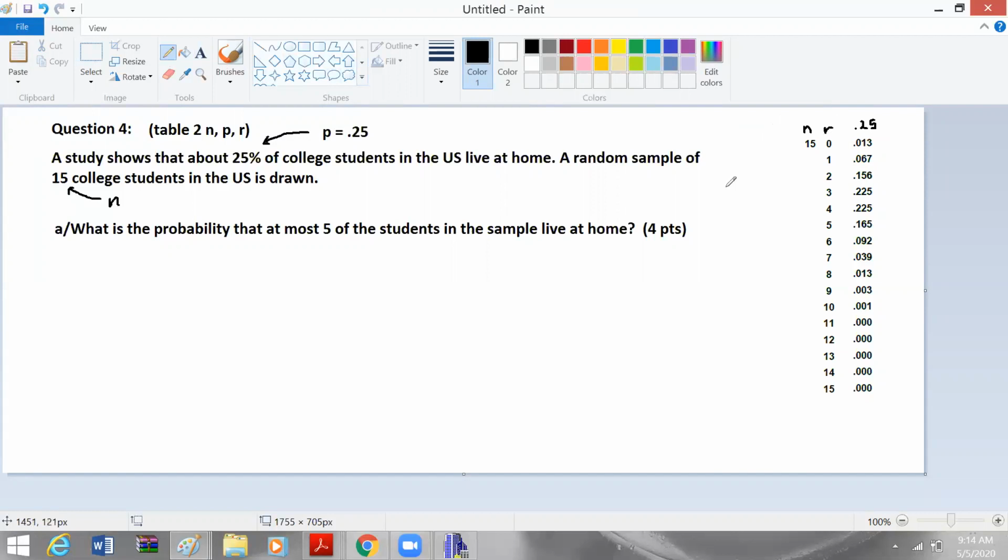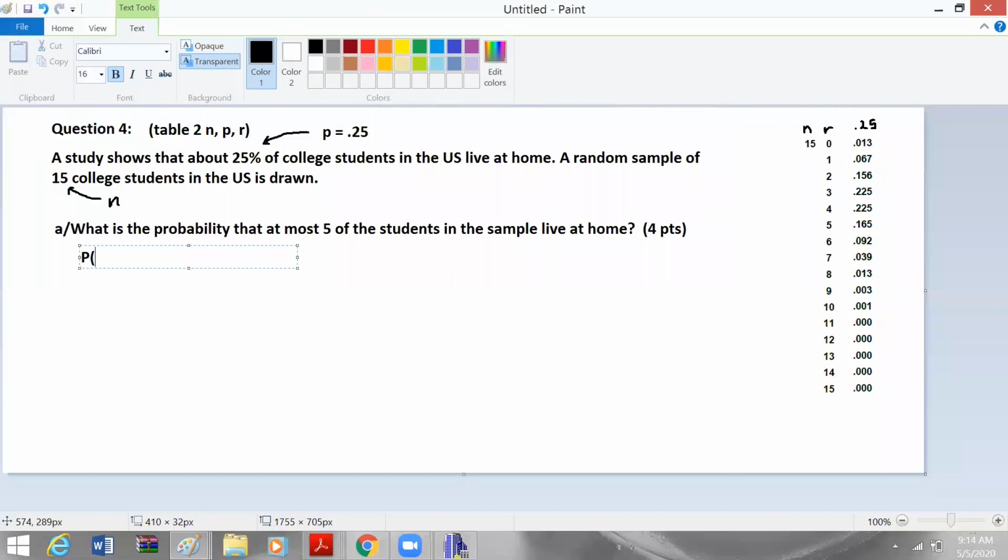Now we're going to look at at most 5, the probability of at most 5. Usually for at most 5, you're going to count from 0 to 5. So we're going to add the probabilities of r, basically 0 plus 1 plus 2 plus 3 plus 4 and plus 5.